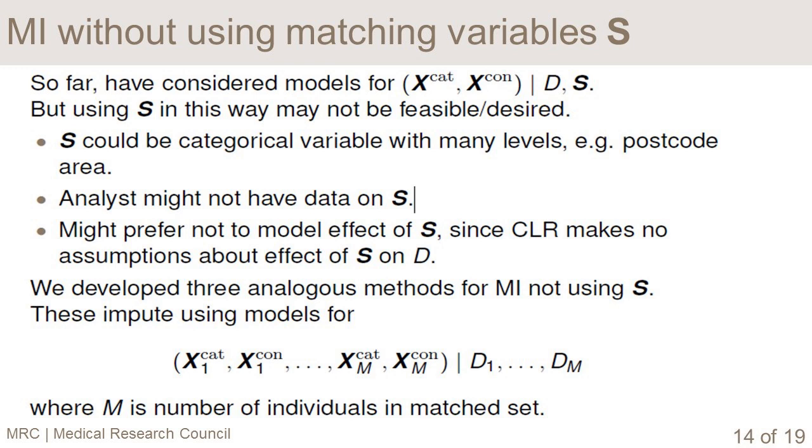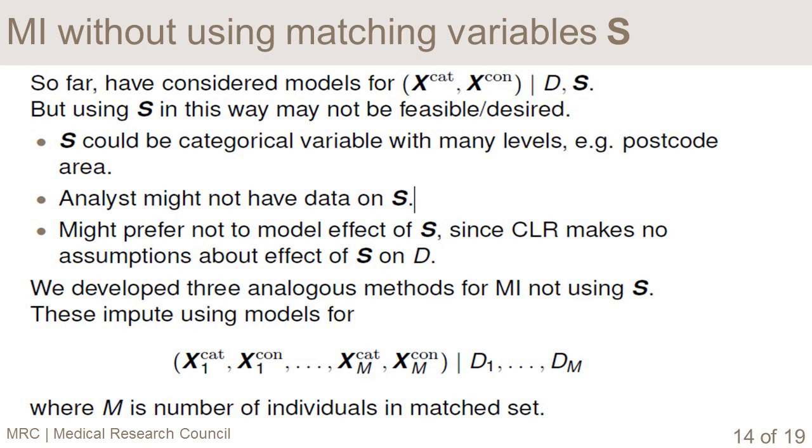And so in the paper we described three analogous imputation methods which don't make use of the matching variable. What they do instead is impute using models for the joint distribution of all of the covariates on all of the individuals in the matched set, conditional on the disease statuses of the individuals in the matched set.